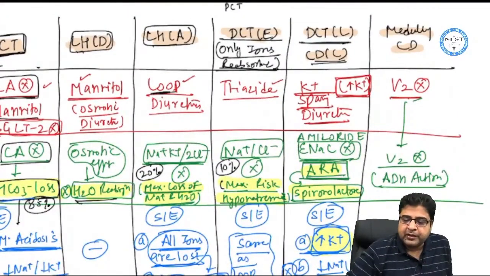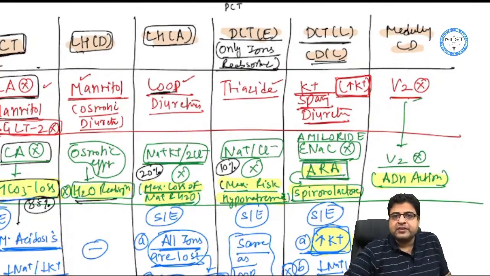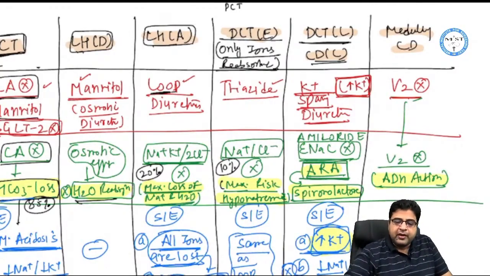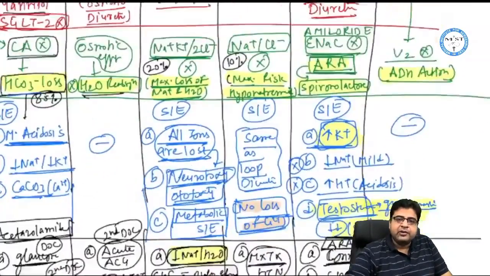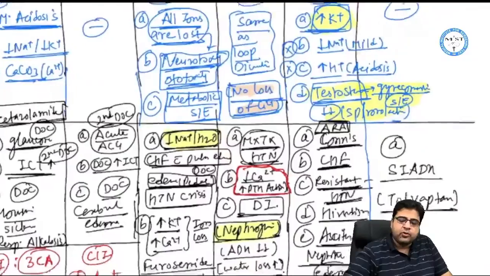Then we have the last group of medicines, the medicines which act on the medullary collecting duct. In the medullary collecting duct, we have the presence of ADH action. ADH is a hormone which acts on the vasopressin 2 receptor and retains water. We have a medicine which is a V2 receptor blocker. The drug name is tolvaptan.